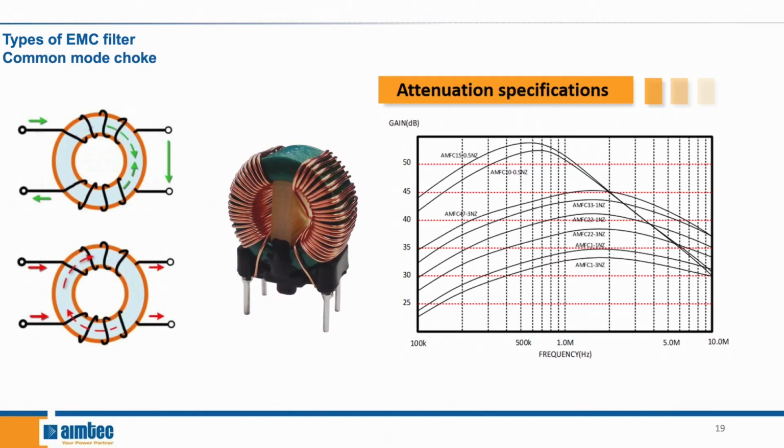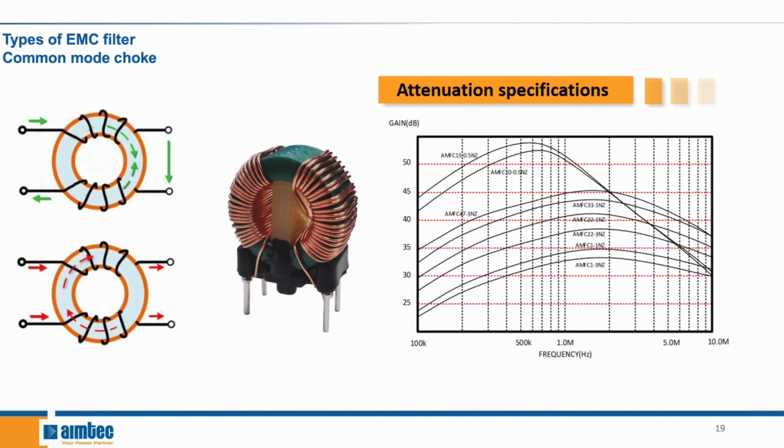So Aimtec offers many different models of this common mode choke, and depending on the different amplitudes or frequencies that you want to attenuate, you'll need to use a different model. So in the graph on the right, you see the attenuation specifications. Your y-axis is the gain and your x-axis is the frequency.